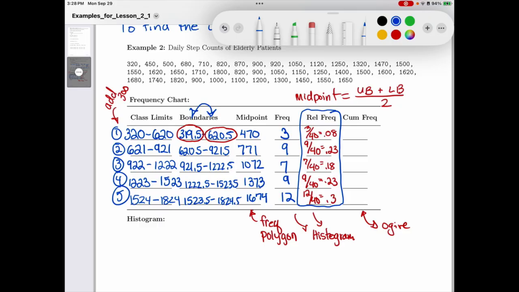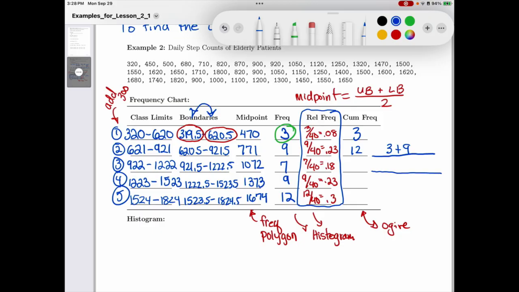Now, for the cumulative frequency, we're just going to add up the frequencies for each of those levels. So for the first level, we have a frequency of 3. So I'm getting it from my frequency column. Up to the second level, I have a frequency of 3 plus 9. So I want to add those together. So everything up to the second level or the second class, I have 3 plus 9. That's going to give me 12.